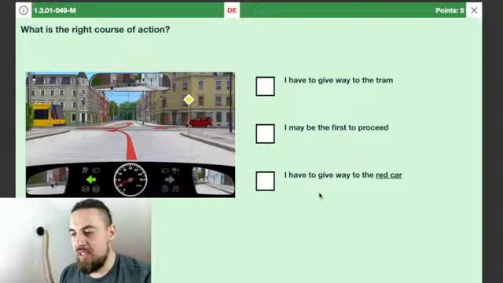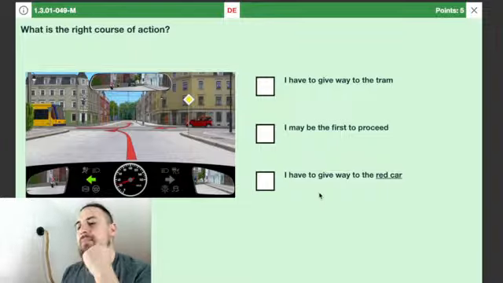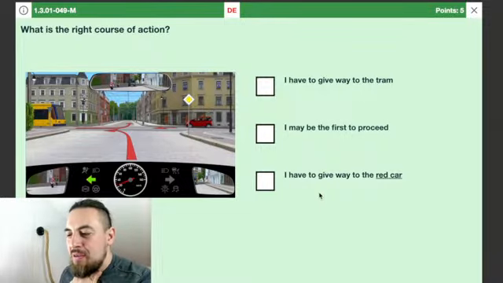I have to give way to the tram. I may be the first to proceed. I have to give way to the red car. So I have to give way to the tram? No. I may be the first to proceed? Yes. And I have to give way to the red car? No, you're the first one.